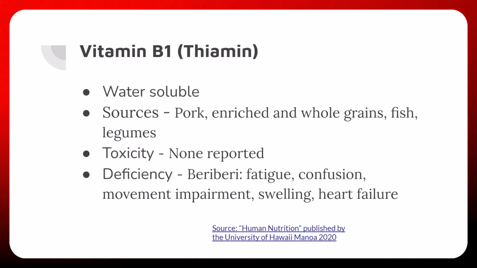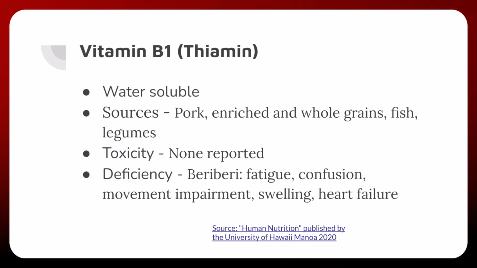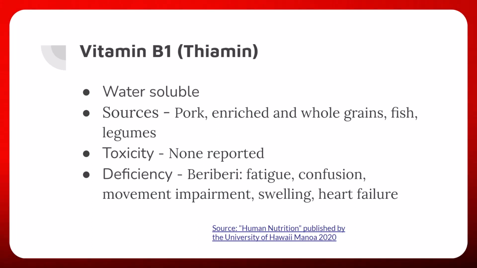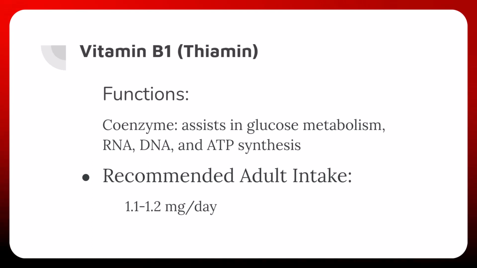Vitamin B1, which is called thiamine, is a water-soluble vitamin. Its sources are pork and enriched and whole grains and fish and legumes. Its toxicity has not been reported, but its deficiency causes a disease called beriberi. It can look like fatigue, confusion, movement impairment, swelling, and heart failure. A lot of these B vitamins are supplemented in our food supply and grain products, and that's to help prevent these diseases that deficiency is associated with.